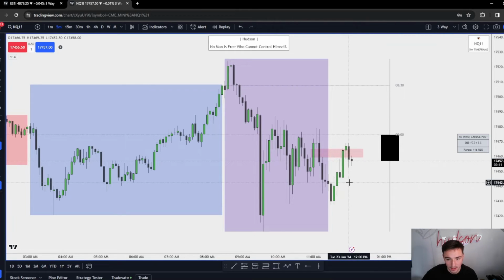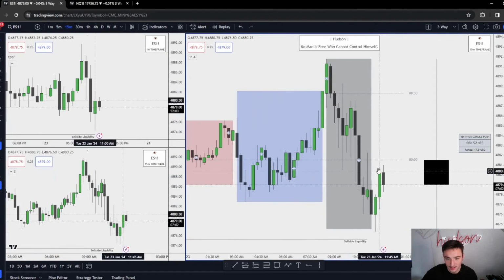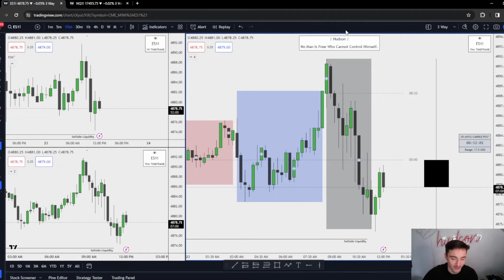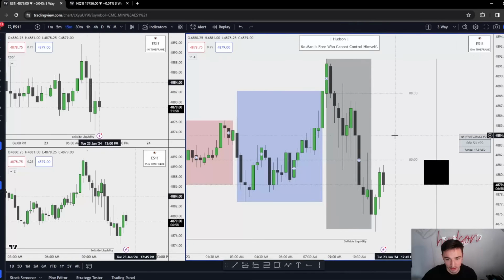And now we are in the BPR, actually closed above it, but now it looks like we're going lower. We have equal lows down here. ES is trying to go. I mean, dude, don't trade this. It's not pretty price action.